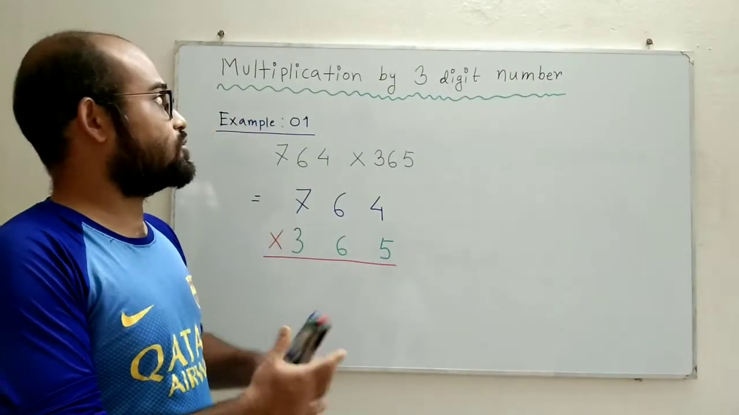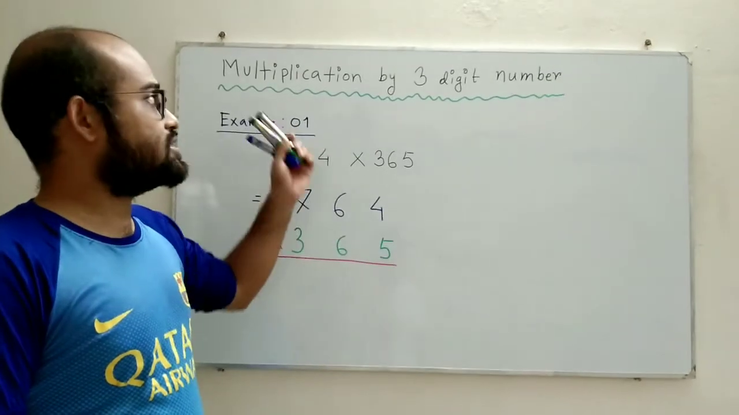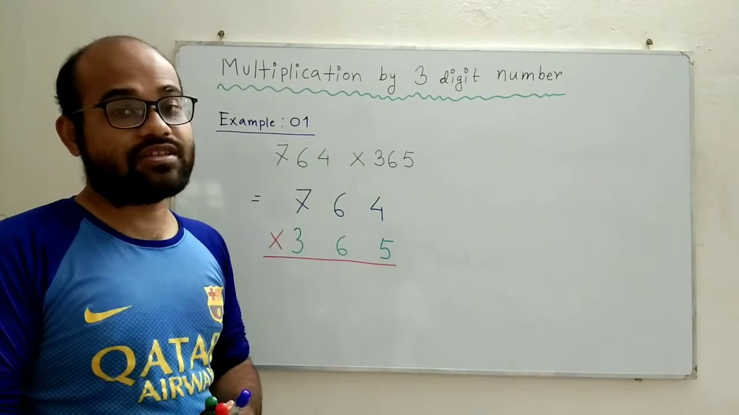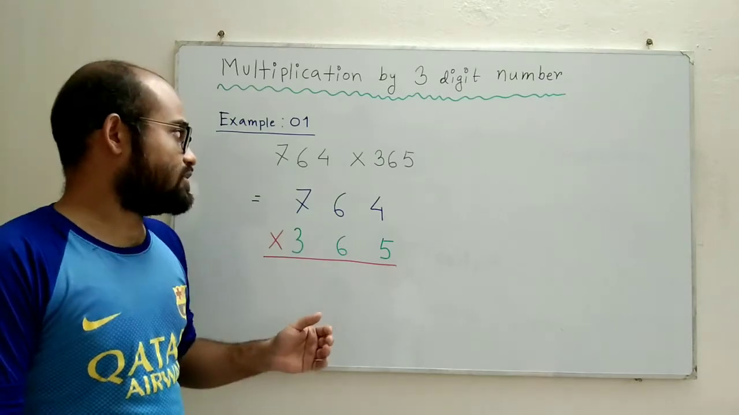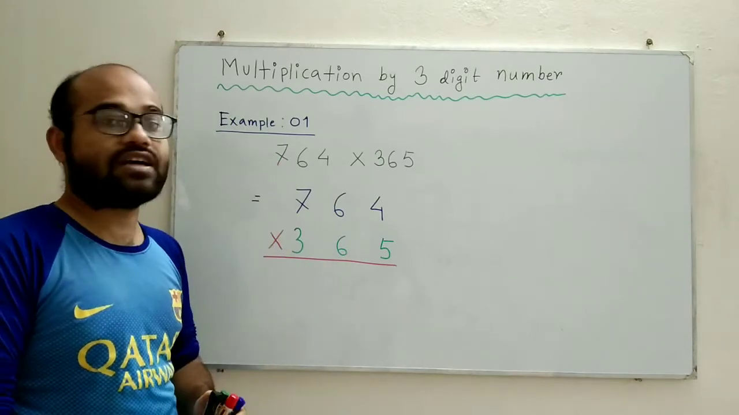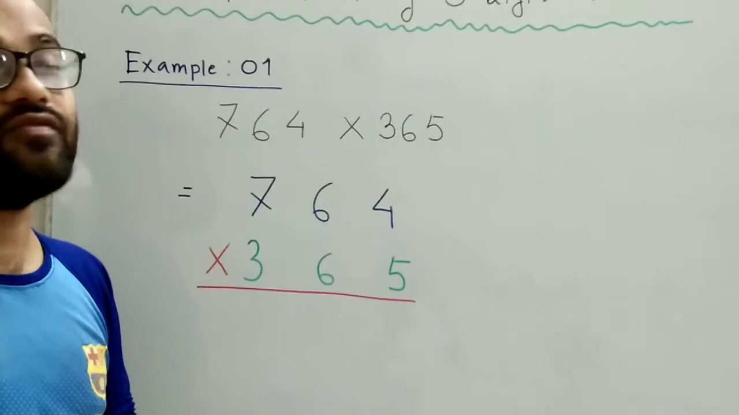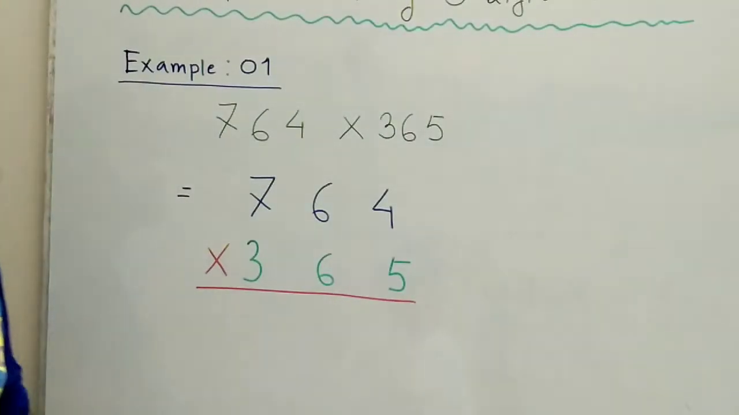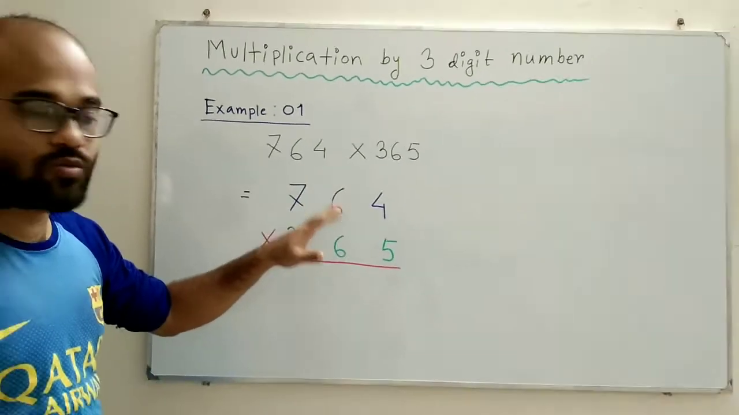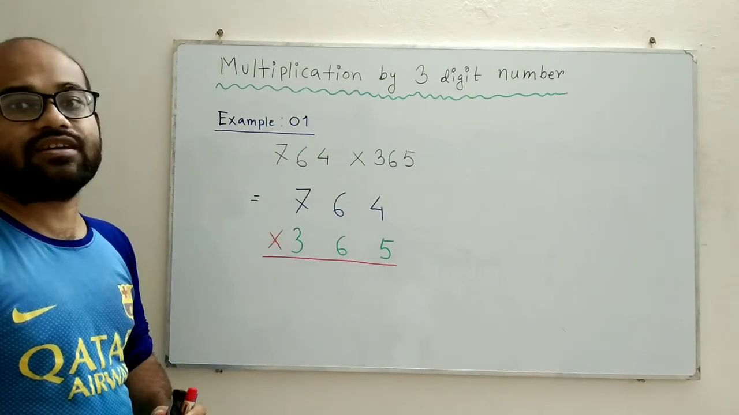As you can see on the board, this topic deals with multiplication by 3-digit numbers. As a first example, we have here 764 times 365. As a first step in this multiplication, we have to rearrange our work in vertical order.